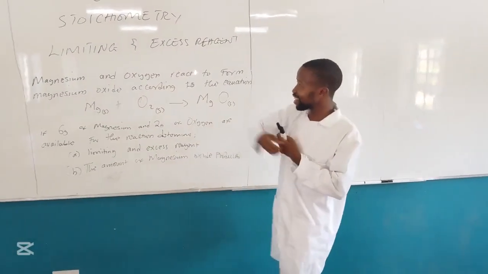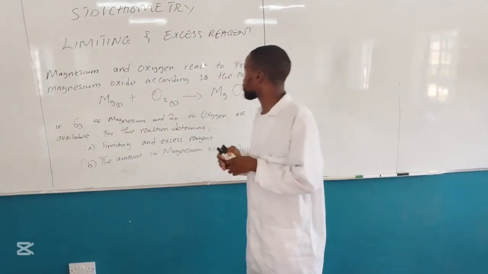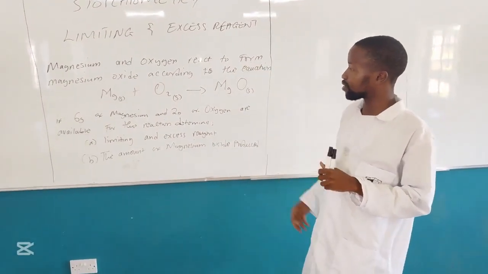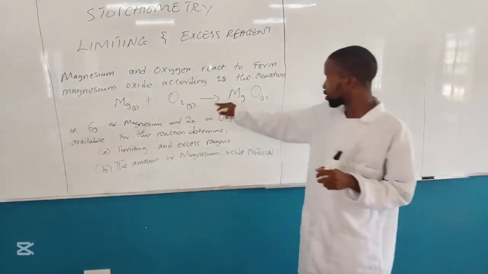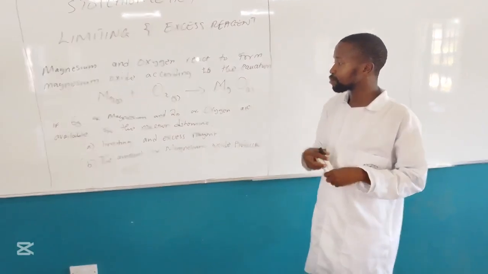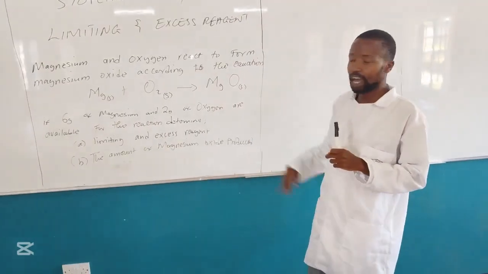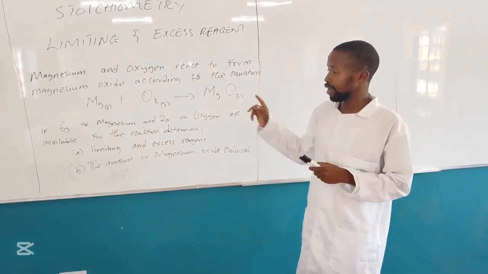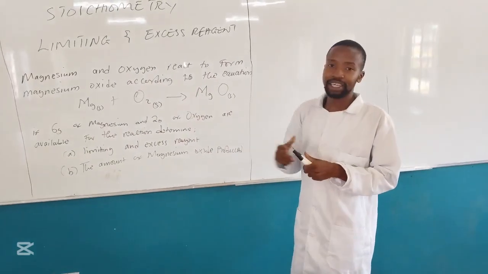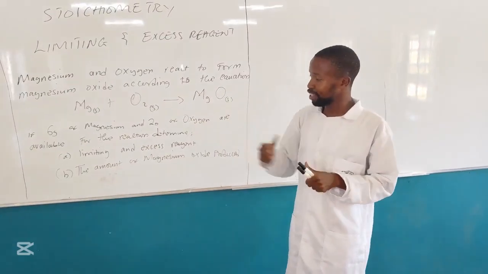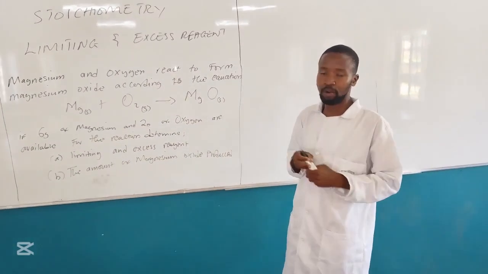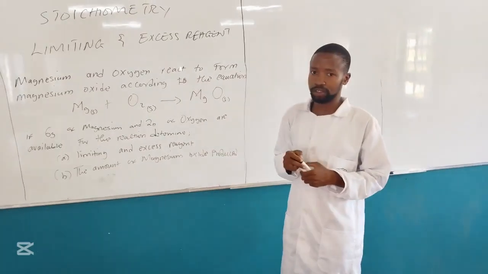Here we have an example, so let's just read it. Magnesium and oxygen react to form magnesium oxide according to the equation: Mg plus O2 produce MgO. If 6 grams of magnesium and 2 grams of oxygen are available in the reaction, A, determine the limiting and excess reagent, while B, determine the amount of magnesium oxide produced.